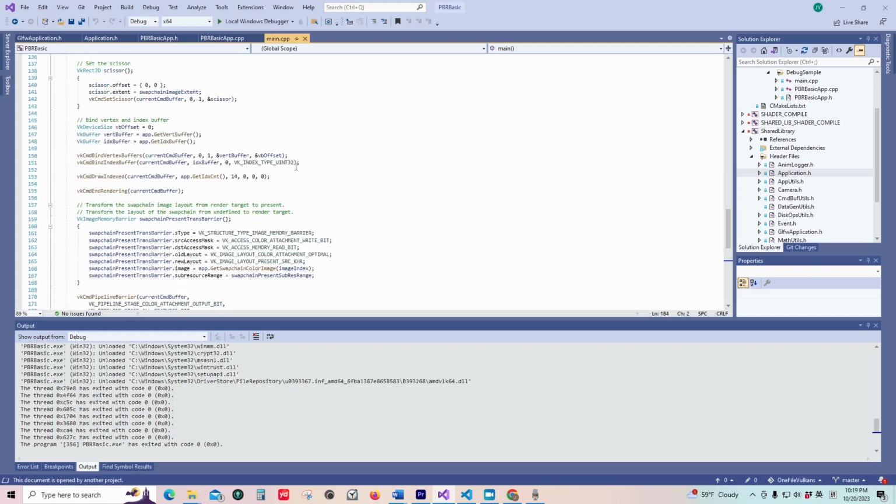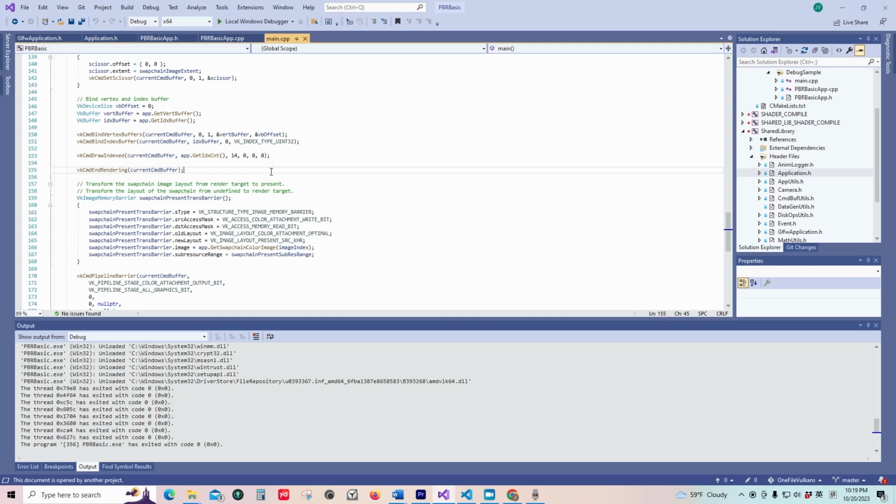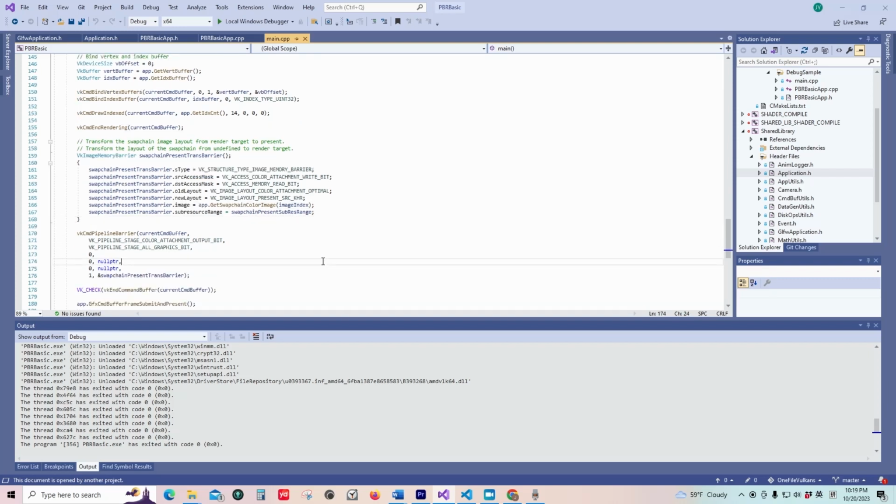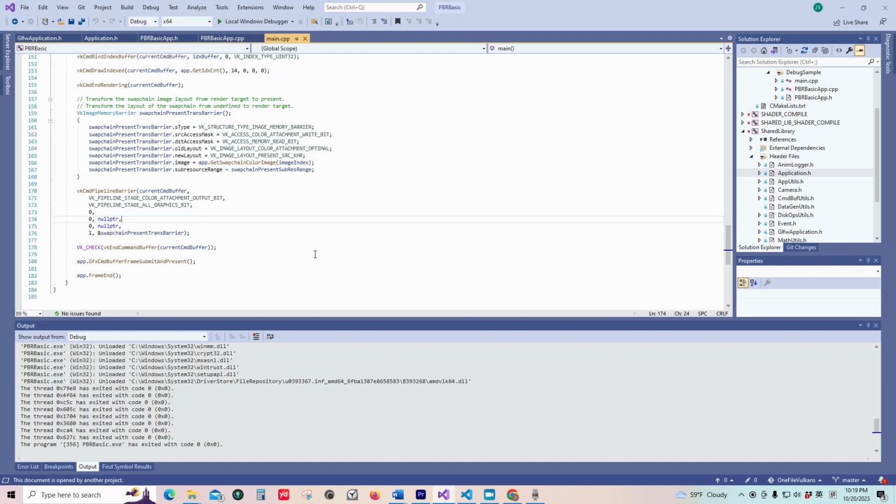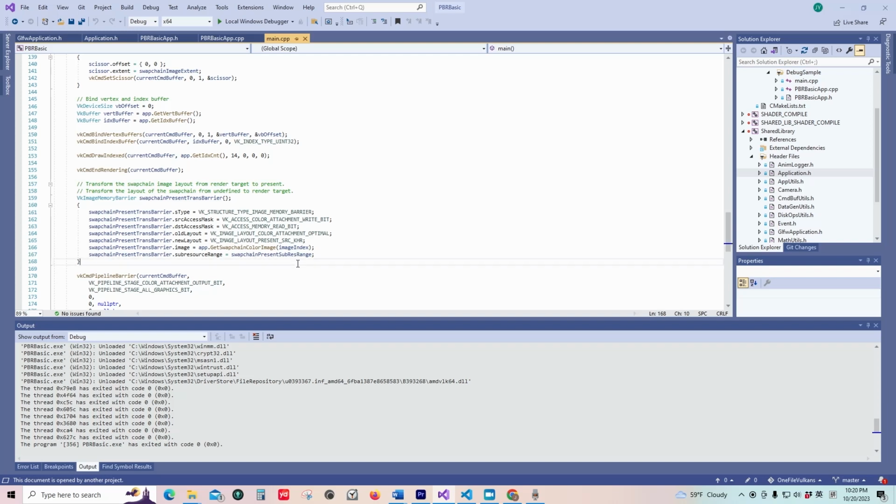We just render to a render target, a color target, and then give the render target to a swap chain image. So we just present the image, and boom, we get the final rendering result.